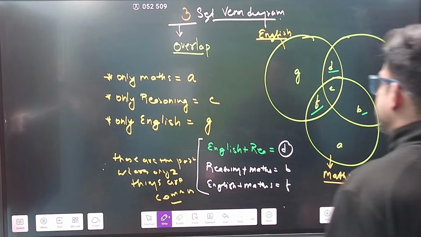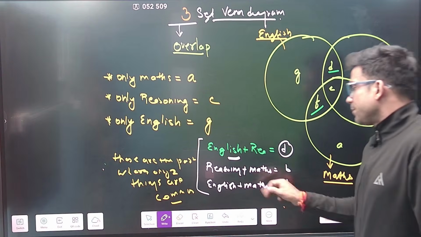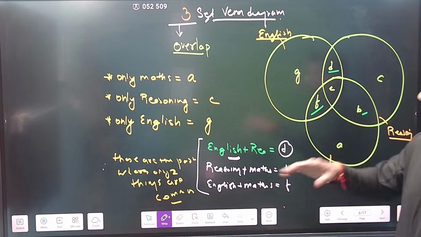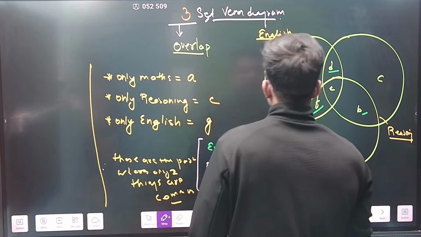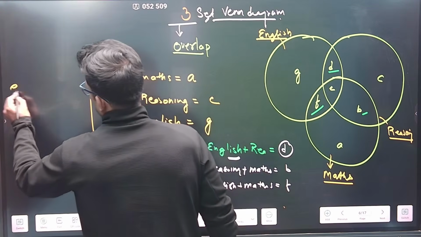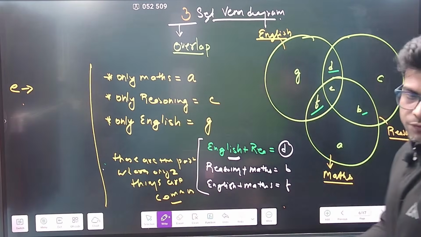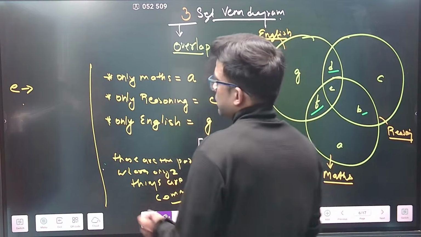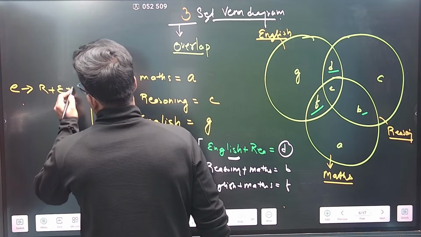Correct, everyone? Where English and reasoning is there, reasoning plus maths is there, English plus maths is there. Now if I talk about E, let me write it down. E contains all the parts of English, reasoning, and maths. So E contains reasoning plus English plus maths.